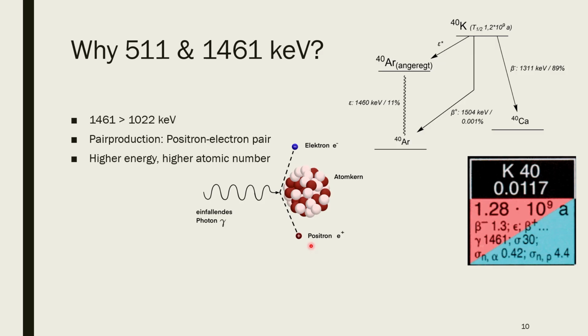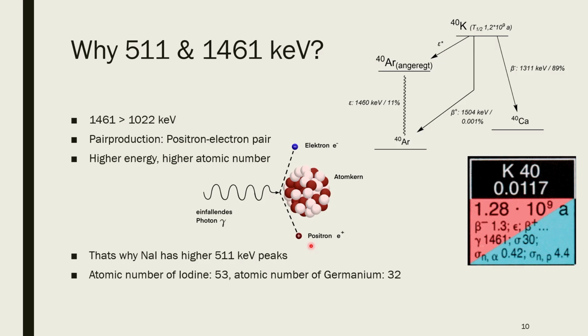Now, this is why the 511 kiloelectron volt peak is a bit more pronounced in scintillation crystals using sodium iodide, because iodine has a higher atomic number, and the rate of pair production, or the occurrence probability of pair production, is correlated to the atomic number. And iodine has a very high atomic number, whereas germanium has a much lower atomic number, meaning that you will have a more pronounced 511 kiloelectron volt peak in scintillation crystals using sodium iodide. And of course, some thallium is in there also, with a very high atomic number.